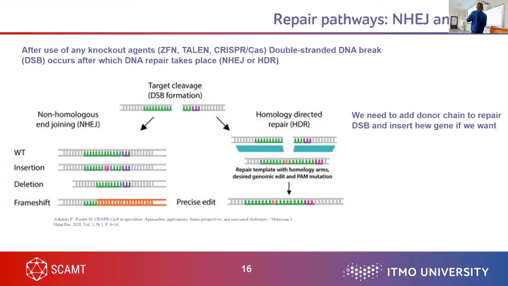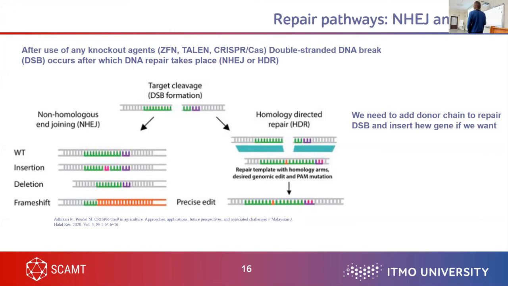It depends where we make the double-stranded break. If we make a double-stranded break at the start of the gene, there will be no mRNA and protein synthesis. Gene expression will be terminated altogether. In case we make a double-stranded break in the middle of the gene, there will be just one variant of protein.